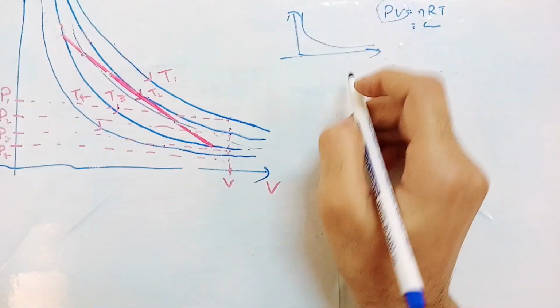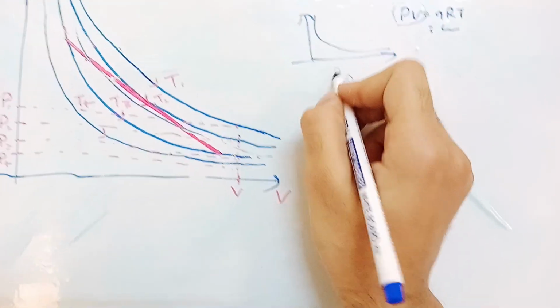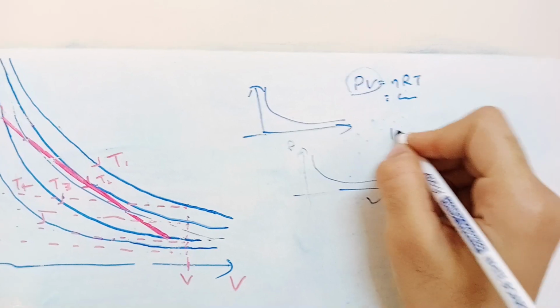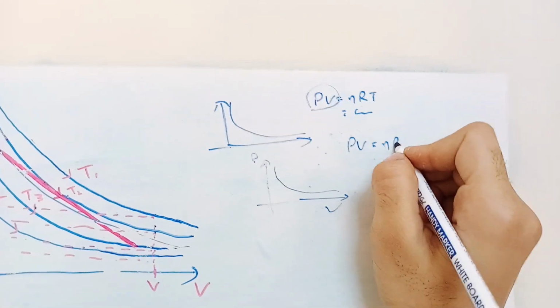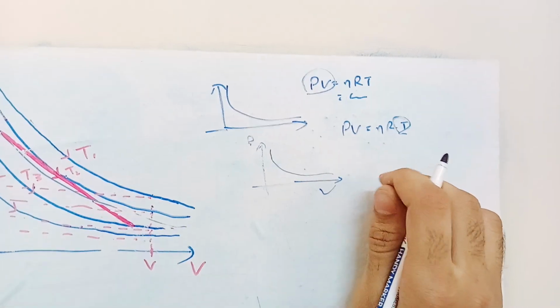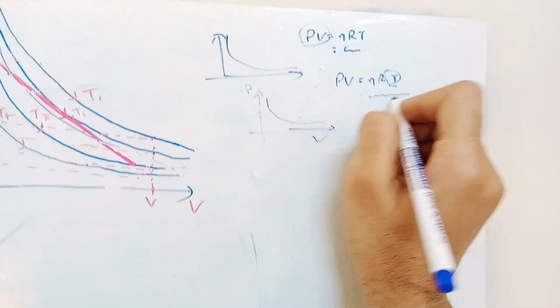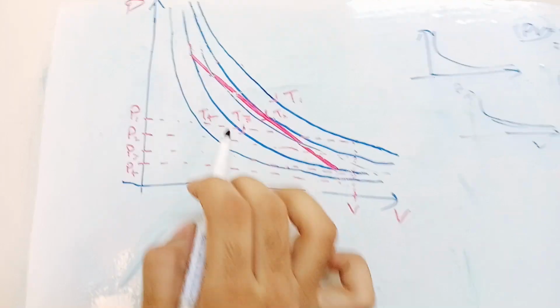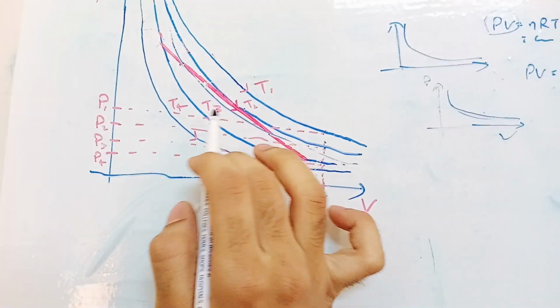In a PV diagram, if a rectangular hyperbola curve is obtained, it means T is equal to constant, which means it is an isothermal process, and the graph is known as an isotherm. So I have drawn 4 isotherms corresponding to the temperatures T1, T2, T3, and T4.